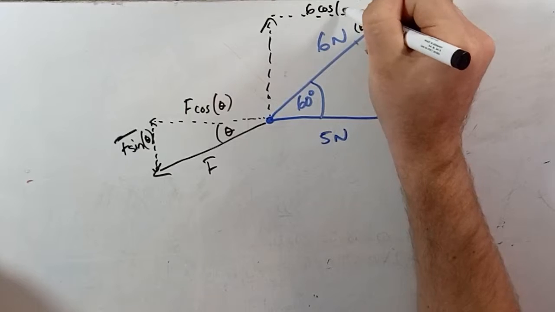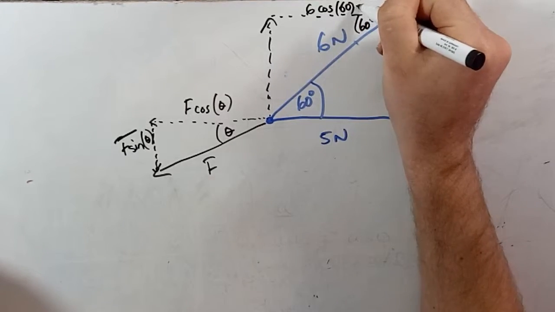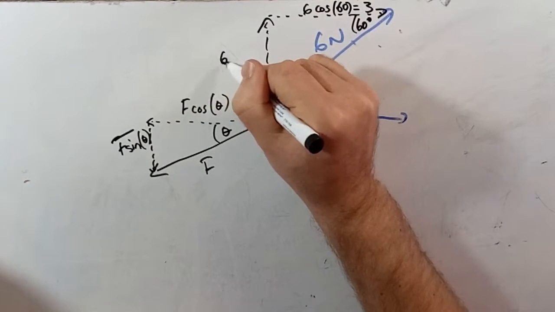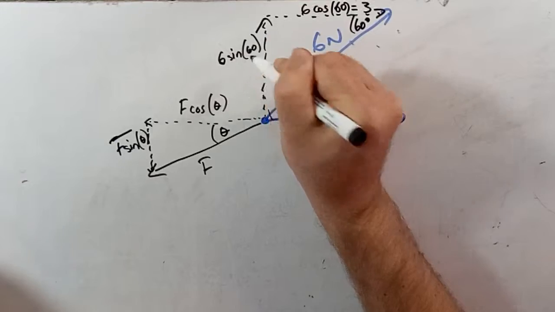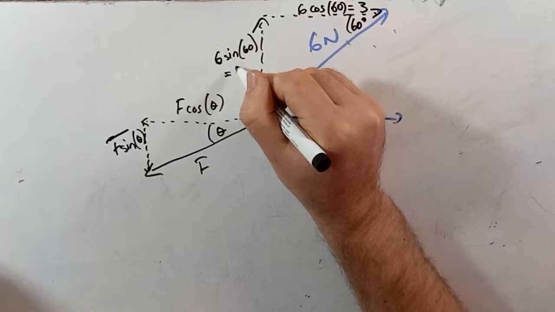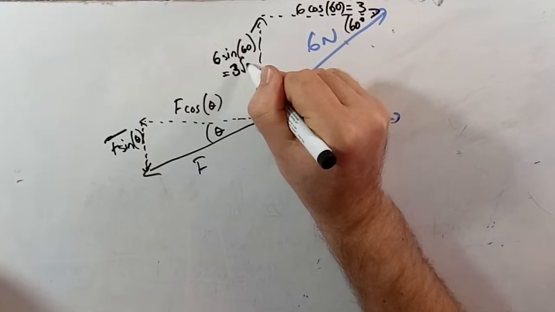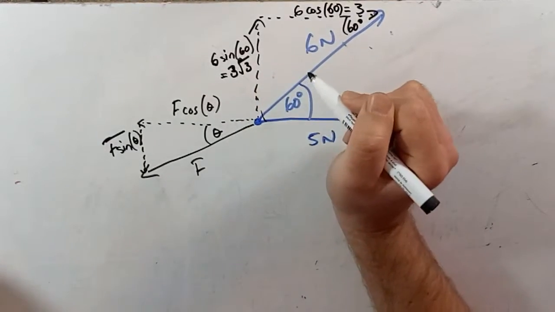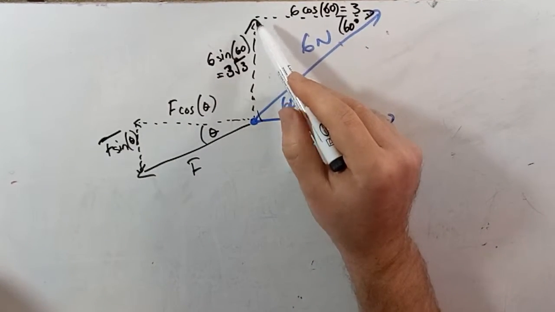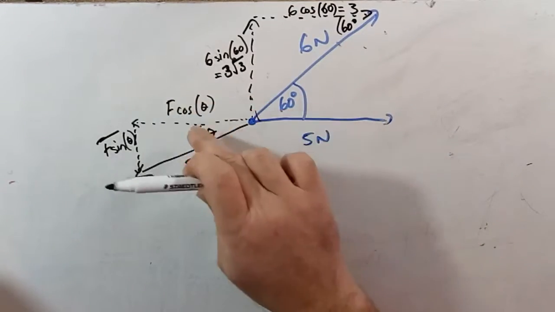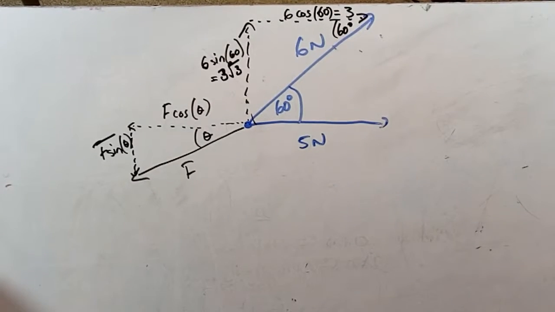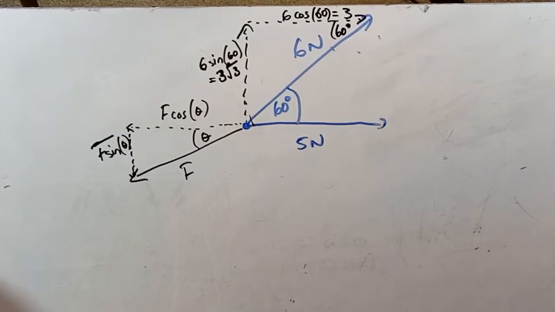So this one's going to be 6 cos of 60. Cos of 60 is 1/2, so this one's 3 newtons this way. And upwards, 6 sine of 60, which is root 3 on 2. Yeah, so 6 root 3 on 2 is 3 root 3. Beautiful. Okay, so we've got 3 newtons pulling this way, 3 root 3 pulling up, and then we've got pulling this one, F cos theta, F sine theta that way, as well as this one pulling this way.